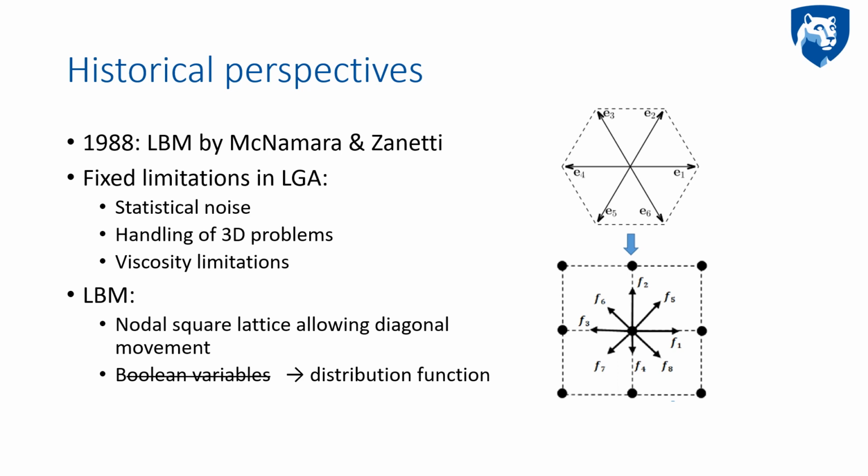In 1988, the lattice-Boltzmann method was introduced by McNamara and Zanetti, and this method fixed all the limitations of the lattice gas automata, which were statistical noise, inability to handle 3D problems, and viscosity limitations. The lattice-Boltzmann method uses square nodal lattices, which also allow diagonal movement, and distribution functions were introduced, which were a major breakthrough.